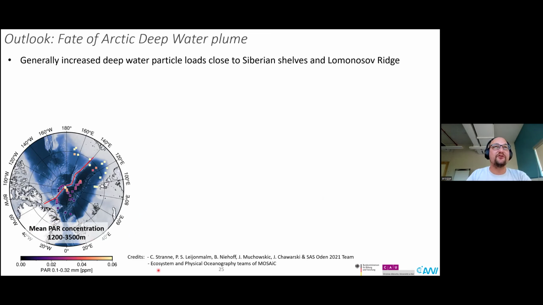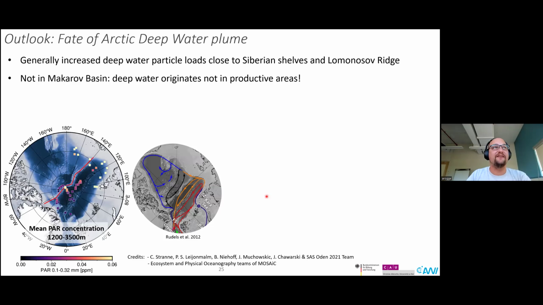And generally, there is an increase in the deep particle loads close to the Siberian shelf, of course, because that's where the dense shelf water is subducting, but also close to Lomonosov Ridge. And the closer you are, the higher the particle concentrations get. But it's not in the Makarov Basin, as I told you, and this is because the deep convection in the Makarov Basin is going the other way around. So it's not coming from the productive Siberian shelves, it's coming from the less productive area around North America, where we have the high sea ice concentrations and also no nutrient influx from the Atlantic waters.